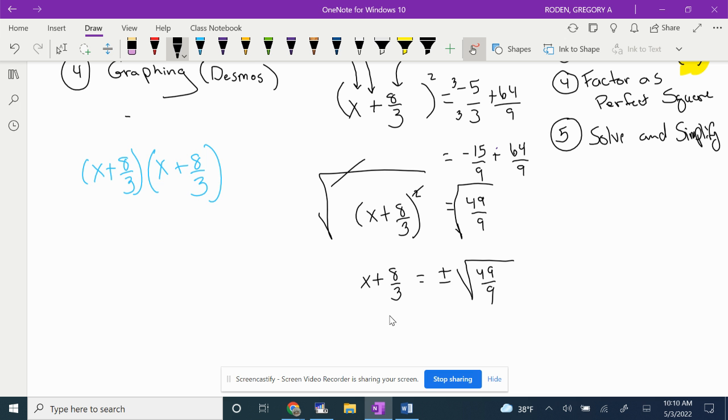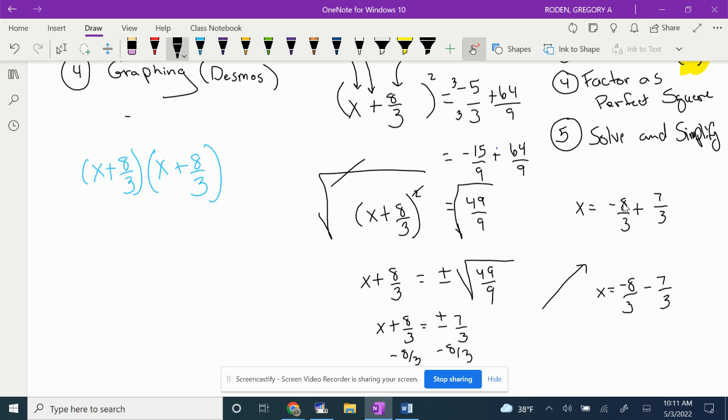7 thirds, right? So this is going to be x plus 8 thirds equals plus or minus 7 thirds. Now we can go over here and we can solve and simplify. We have two equations. We have x equals, and if we subtract 8 thirds from both sides to solve for x, we get x equals negative 8 thirds plus 7 thirds, and we have x equals negative 8 thirds minus 7 thirds. You see that? Now we have common denominators.